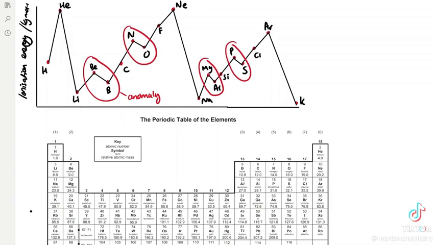Now you can see that I've circled the anomalies, so we'll talk about those in a bit, but essentially there are some small anomalies in the trend of ionization energies increasing across periods, which is to do with electron configurations, so I'll explain that in a second.